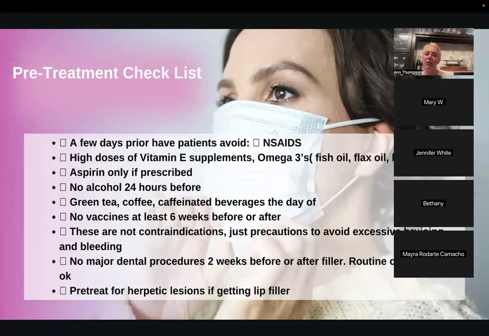The big thing on here is going to be with the vaccines. This came out during the COVID vaccine. What they were showing was happening is after the patients were getting these vaccines, within that 6-week window it was causing an immune response, and it was causing the patient's face to have pretty severe swelling. So the new rule of thumb is that we say no vaccines for 6 weeks before or after filler.